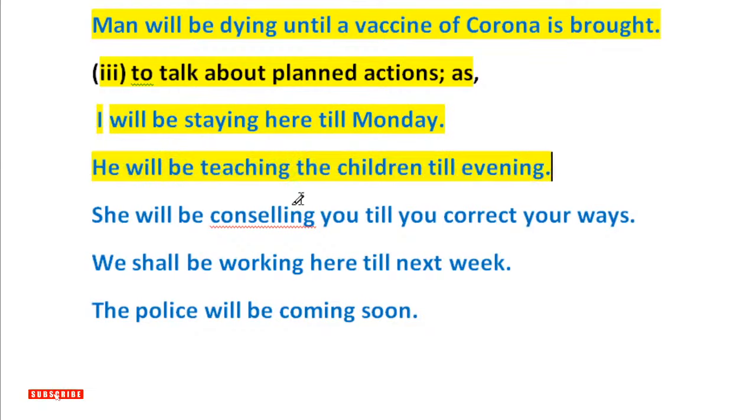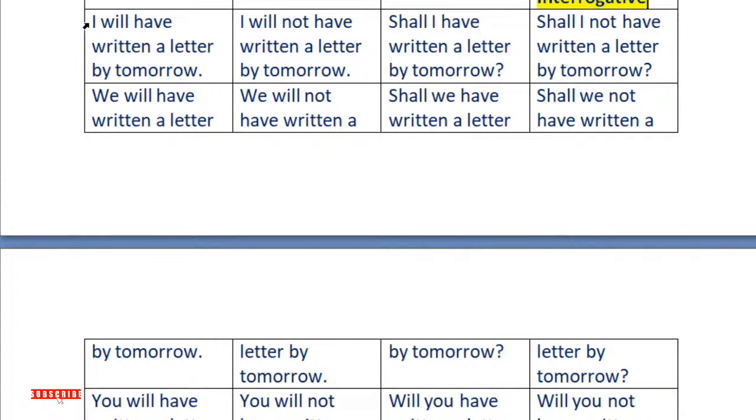The first affirmative sentence that I have written in the example is: I will have written a letter tomorrow. I will not have written a letter tomorrow. This is a negative sentence. Then the interrogative will be: Shall I not have written a letter tomorrow?